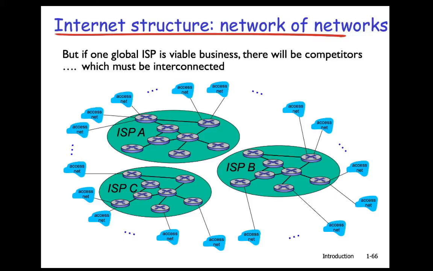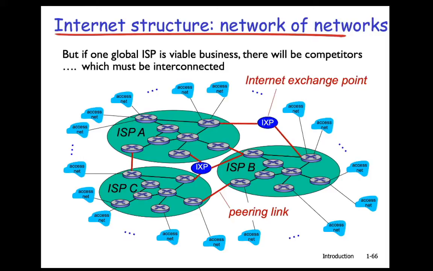There are two ways for the global ISPs to interconnect. First is to establish peering links among each other. The other is to connect through these IXPs, Internet Exchange Points. Now these IXPs are special. They're typically set up by government fund or by nonprofit organizations. Because it's kind of important that we have these third parties maintaining the basic operation of the internet to avoid commercial companies dominating. So that's pretty much the structure of the internet for a long time.